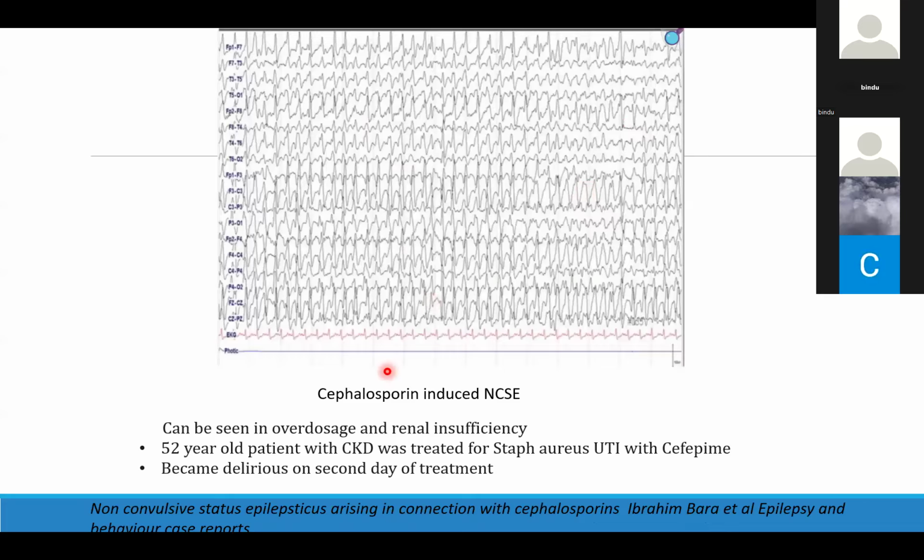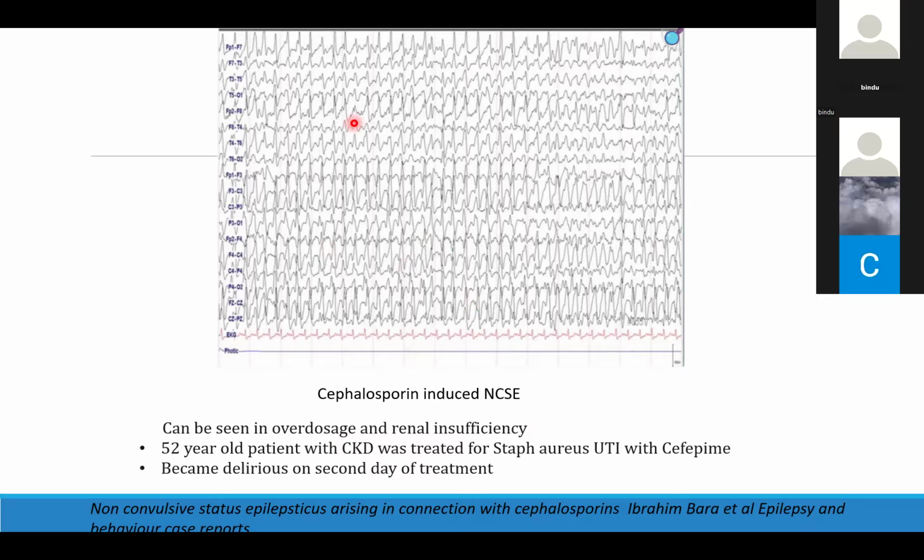Non-convulsive status as well as seizures have been found in cephalosporin-induced toxicity as well, especially when used in renal insufficiency. Cephalosporin can lead to seizures as well as non-convulsive status. This was a case of a 52-year-old patient with CKD who was treated with cefepime for Staphylococcus aureus UTI. On the second day, the patient became delirious, and this was the EEG taken during that time.